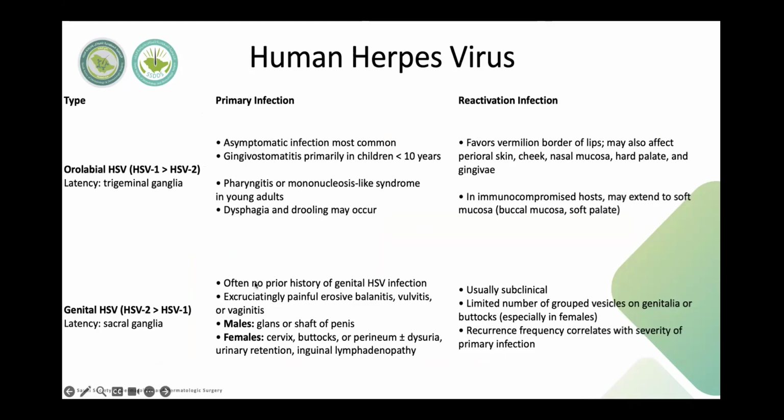Genital, again, most of it will be asymptomatic, but it can present with very painful lesions in the genital area. And then reactivation can be subclinical, so they can still infect others without a lot of vesicles, or will just have limited number of vesicles. Very important thing in this type of viruses is reactivation. If the patient gets immunocompromised, the reactivation will be very severe.